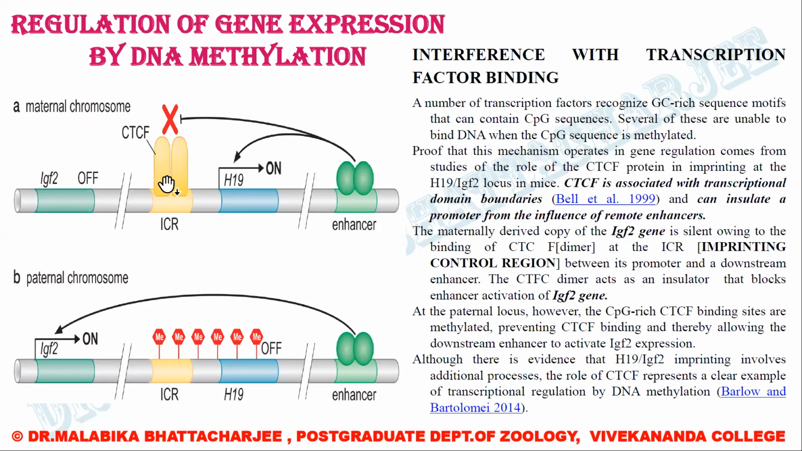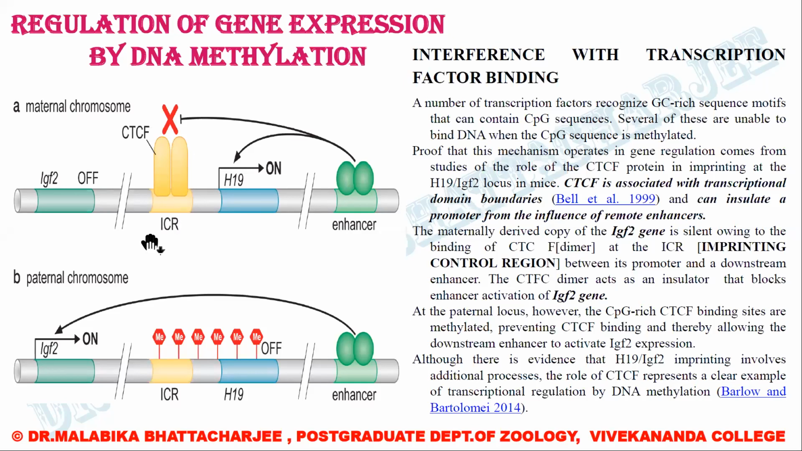It's a regulatory molecule which can bind to this imprinting control region, as you can see here. Now, in case of the maternal chromosome, this imprinting control region is not methylated. Since this portion of the DNA is not methylated, these proteins can easily bind with the ICR. The moment these proteins bind with the ICR, a problem occurs.